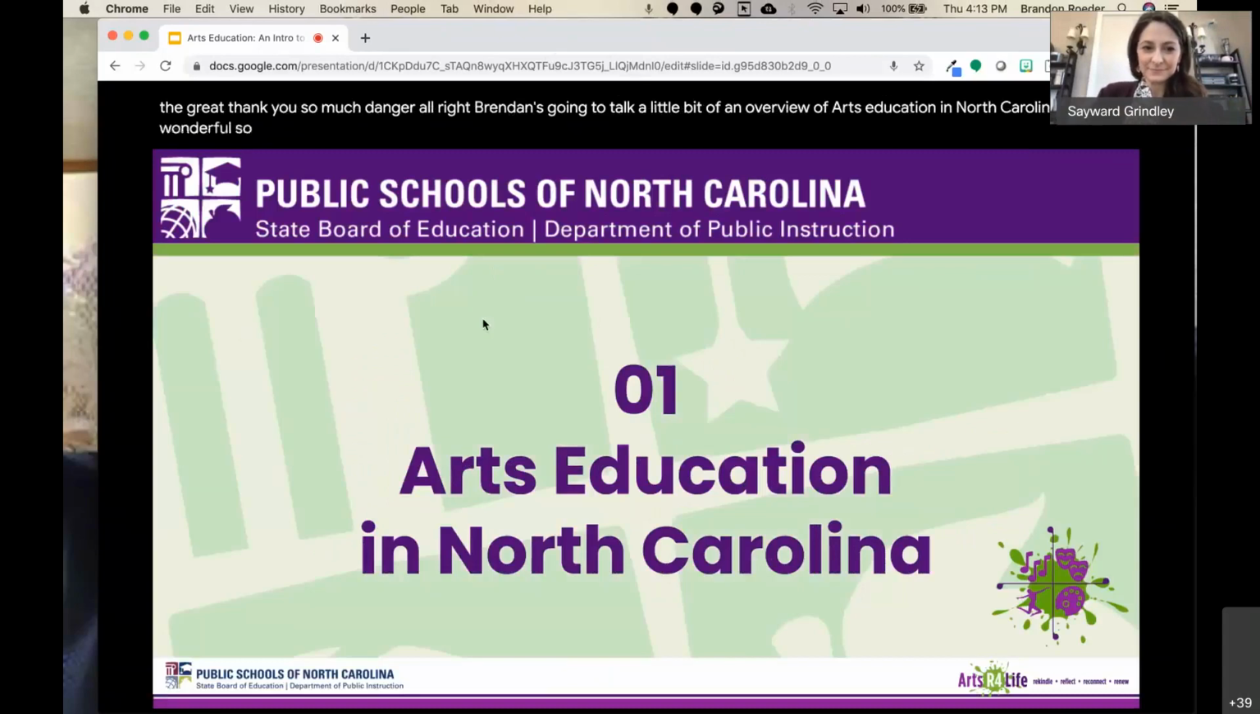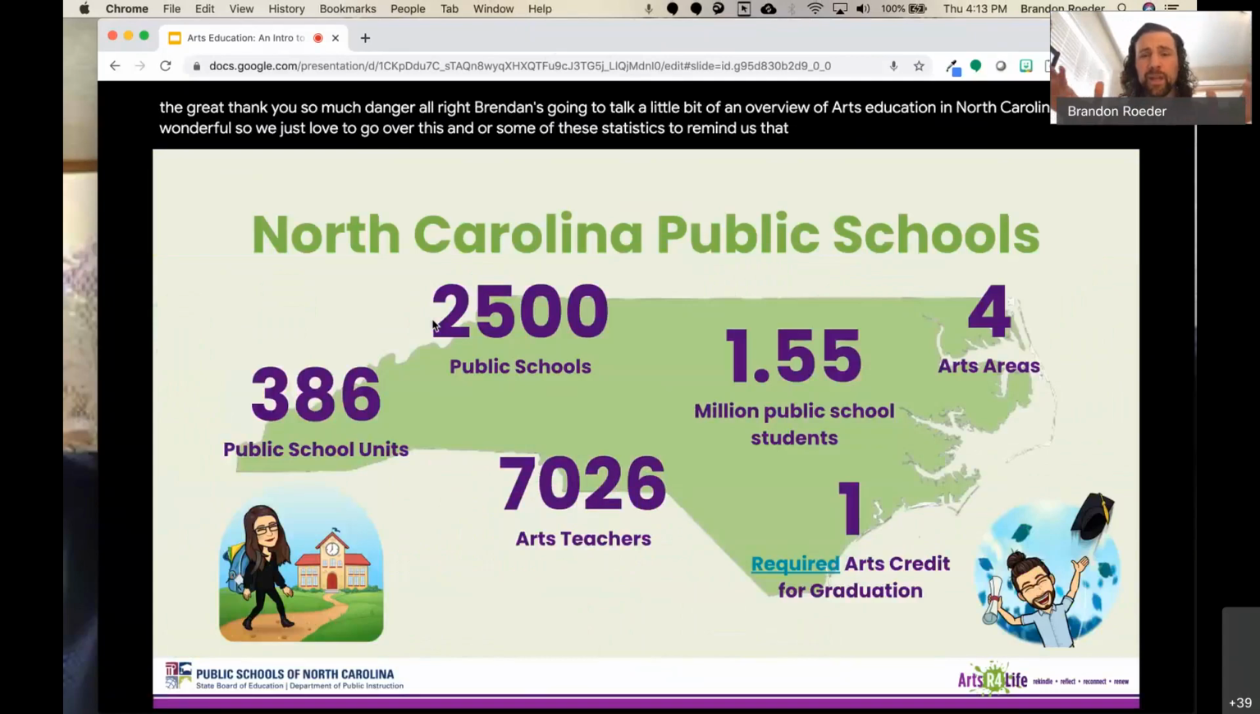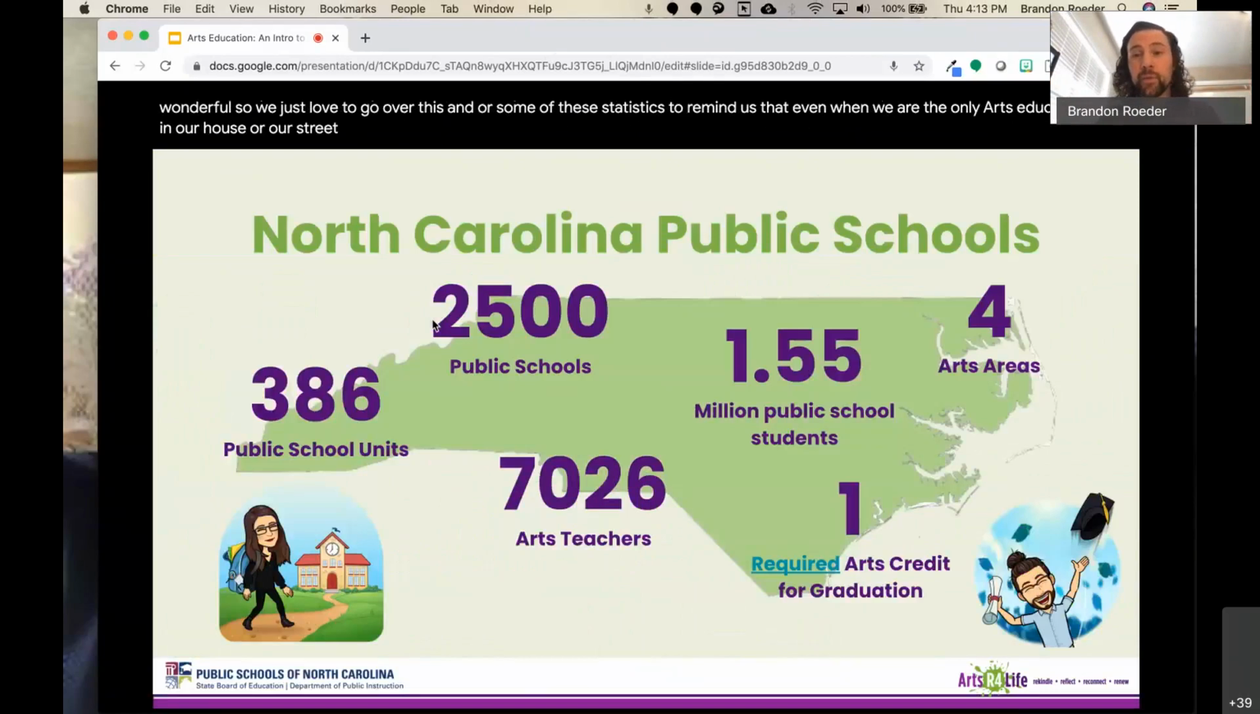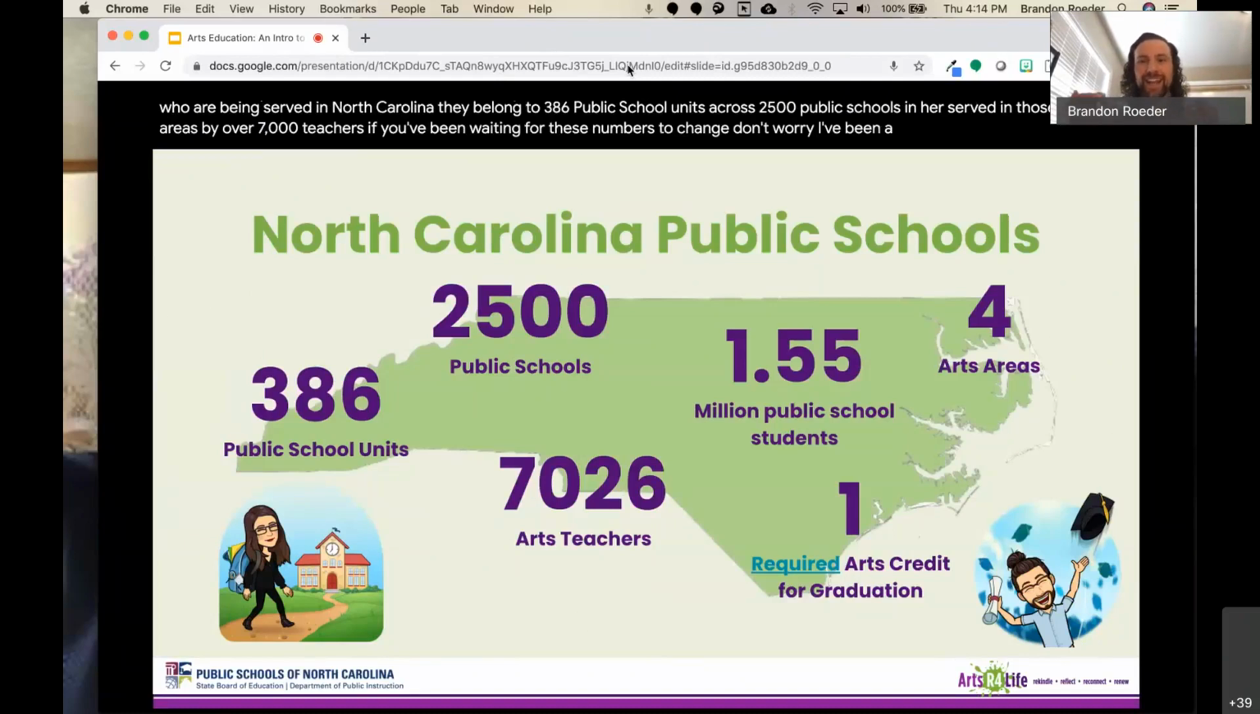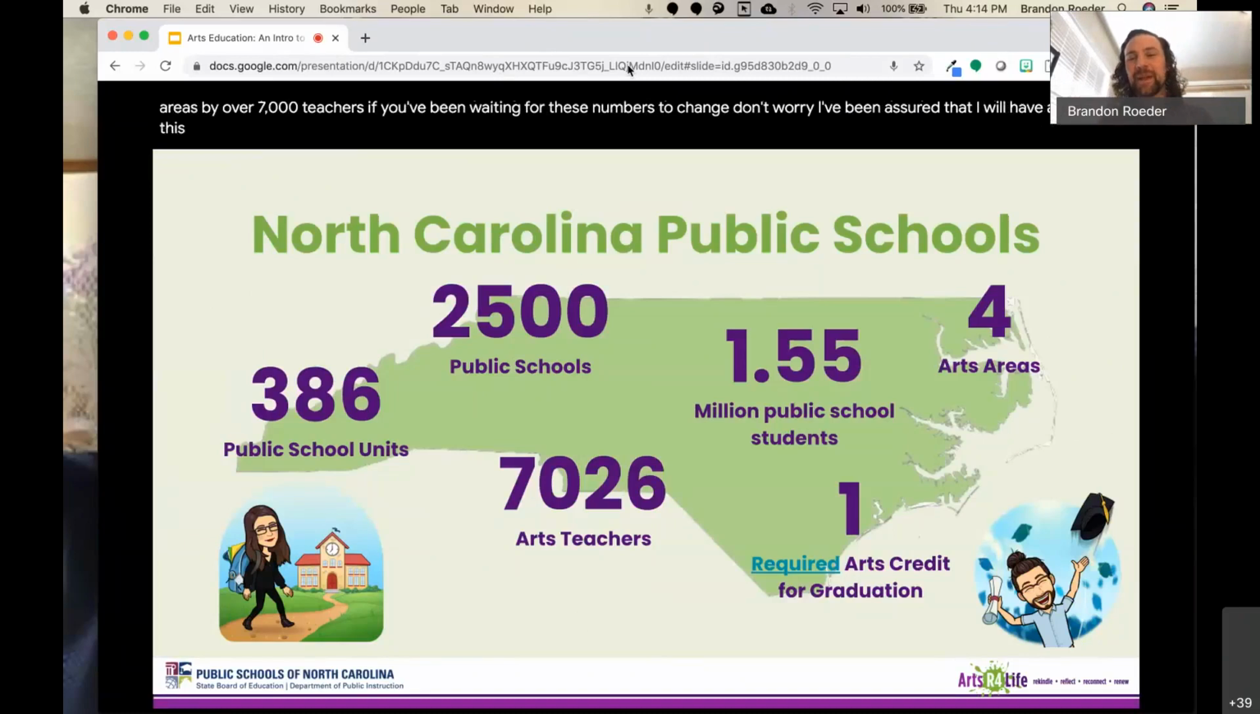Wonderful. So we just love to go over some of these statistics to remind us that even when we are the only arts educator in our house or our street or our neighborhood, we are not alone in this, because of the 1.55 million public school students who are being served in North Carolina. They belong to 386 public school units across 2,500 public schools and are served in those 4 arts areas by over 7,000 teachers. If you've been waiting for these numbers to change, don't worry. I've been assured that I will have access to this year's numbers by the end of the week.